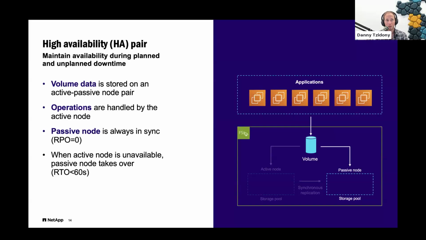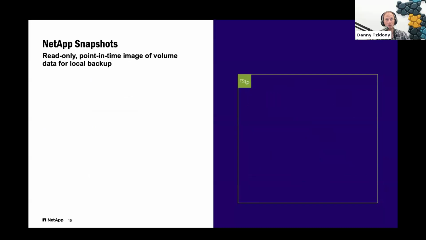And let's say the active node is unavailable for some reason, planned or unplanned, if an AZ fails, which has happened more than once in the past, then the passive node will take its place and we can continue work until the issue is resolved.